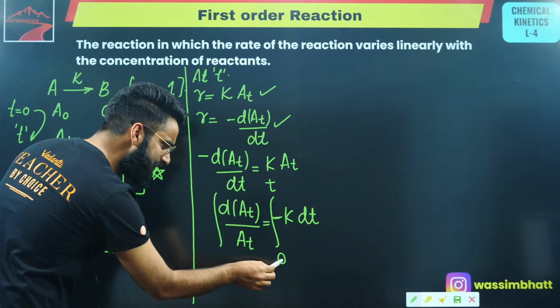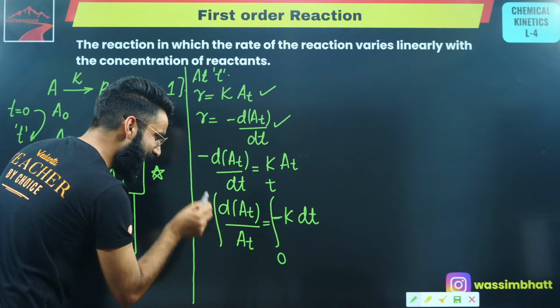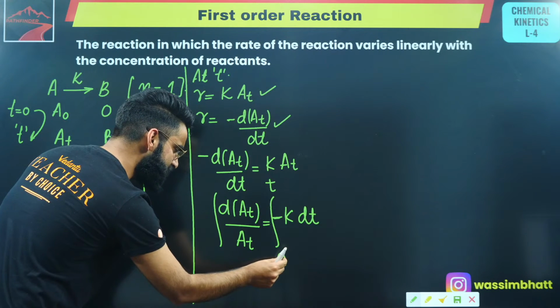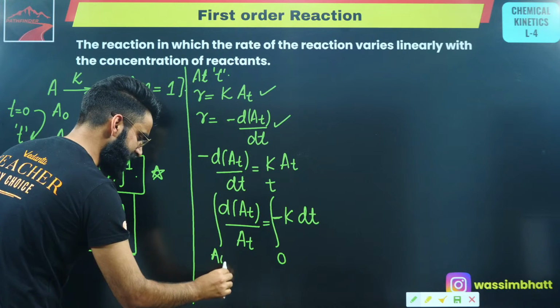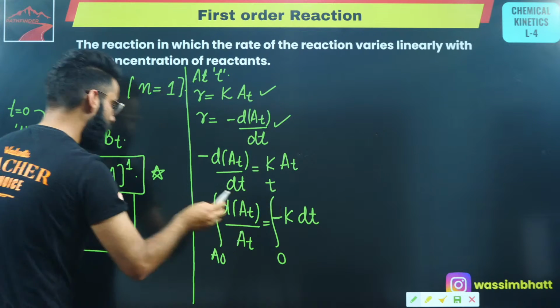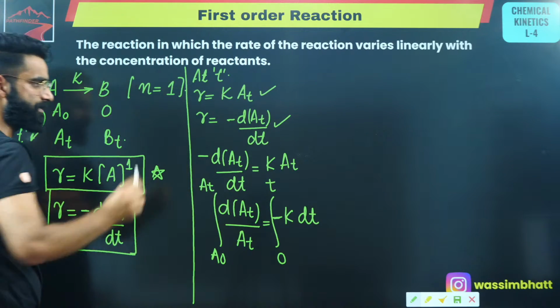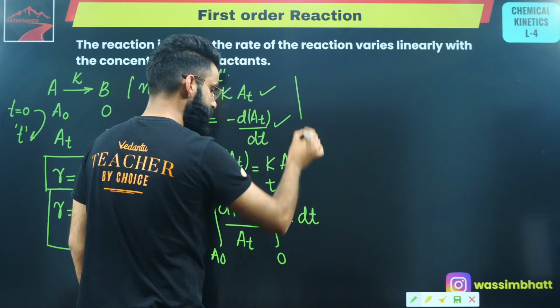On the left hand side, I'm integrating with respect to concentration of reactant. And at time t is equal to 0, what is the concentration of reactant? That's A0. So lower limit is A0. Similarly, at time t, what is the concentration of reactant? That is At. As simple as that. Now people, we are almost done. Understand, we are almost done.